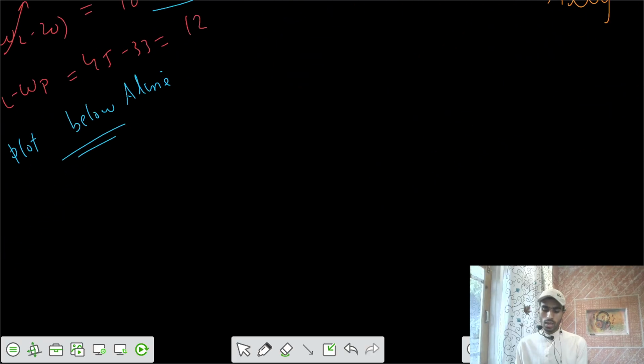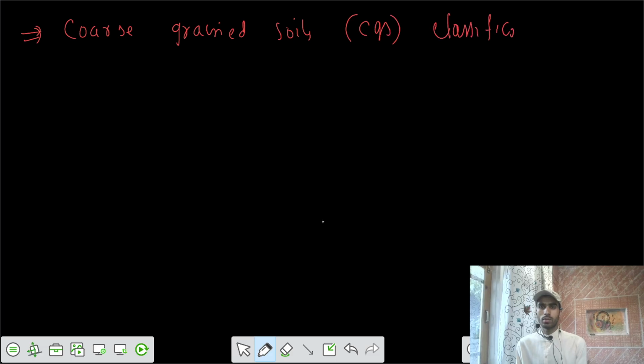Okay. Let's talk about what we have now: classification of coarse-grained soils. This is our second part of that classification of ISCS. That's your coarse-grained soils classification.